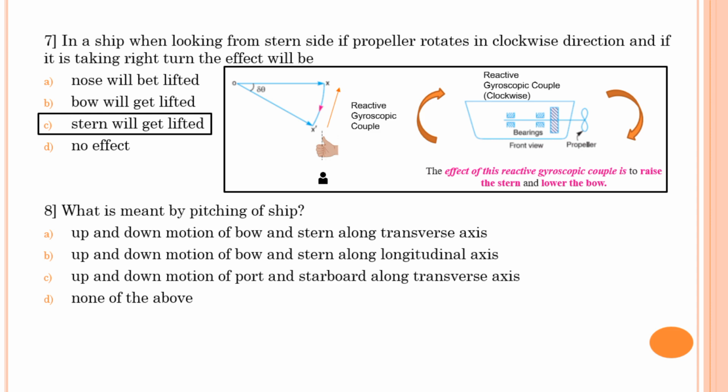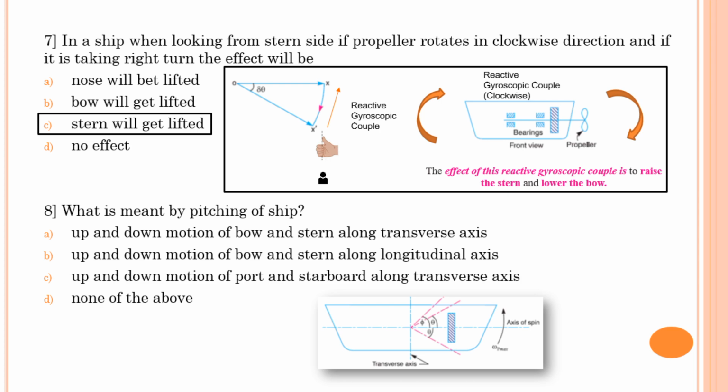What is meant by pitching of the ship? Simple question. Options are: up and down motion of the bow and stern along the transverse axis; up and down motion of the bow and stern along the longitudinal axis; up and down motion of the port and starboard along the transverse axis; none of these.